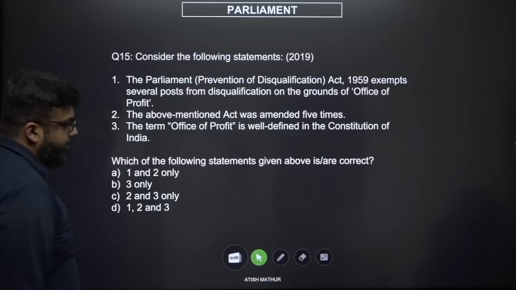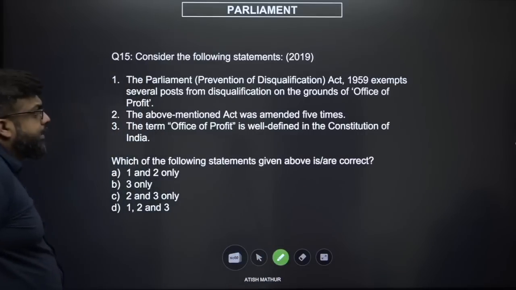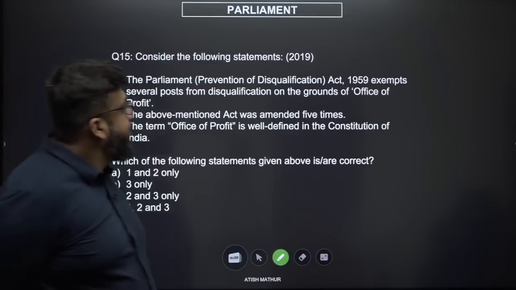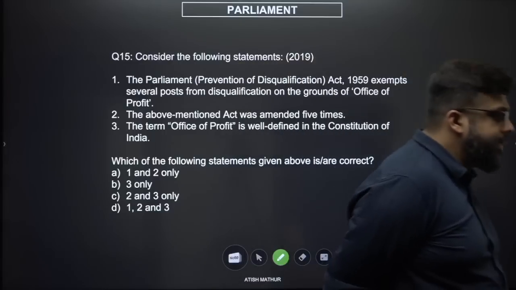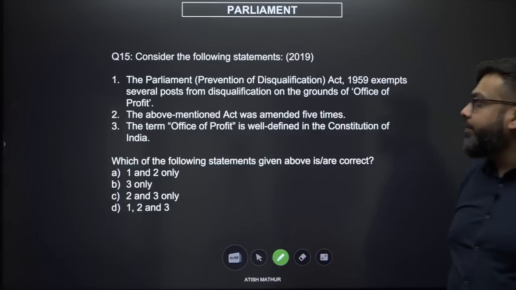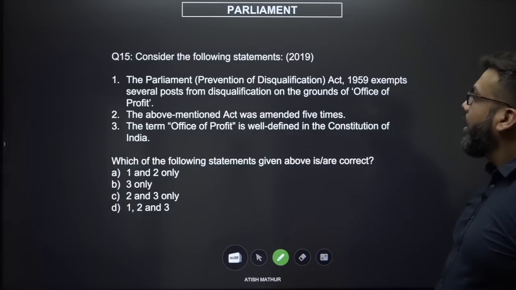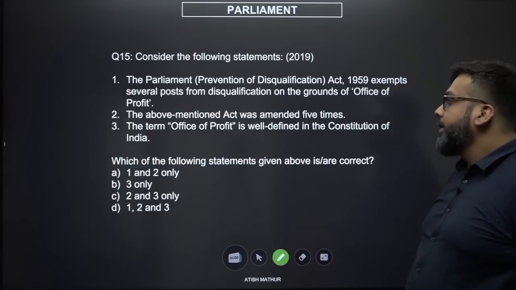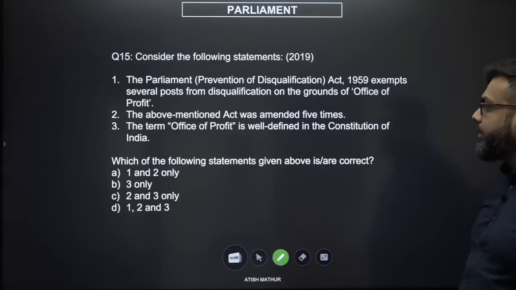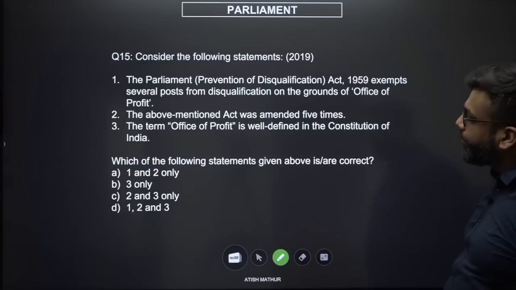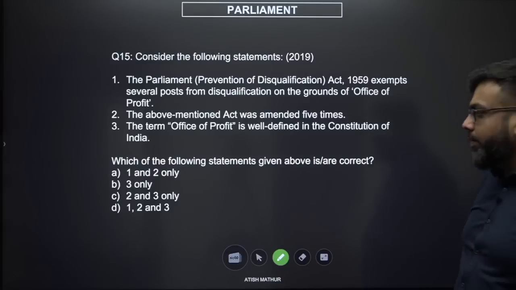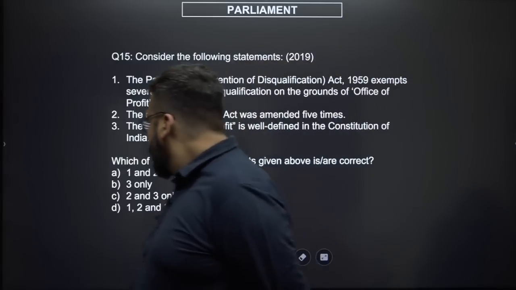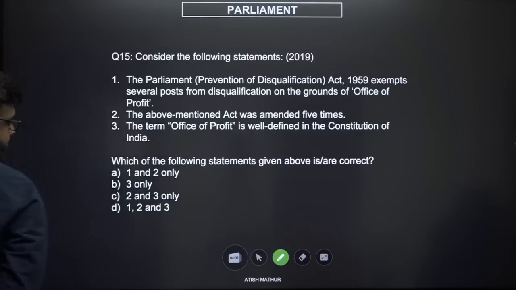Now, question number 15. Consider the following statements. The Parliament Prevention of Disqualification Act 1959 exempts several posts from disqualification on grounds of office of profit. The above mentioned act was amended 5 times. The term office of profit is well defined within the Constitution of India, right? Now, let us see the option combinations. 1 and 2, 3 only, 1, 2 and 3.